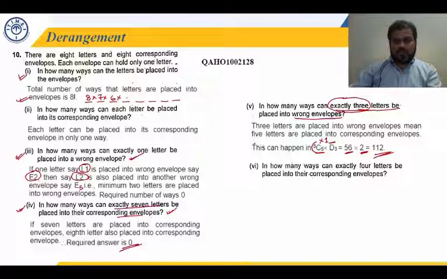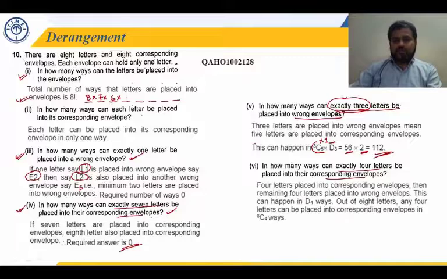Let's look at the sixth part. In how many ways can exactly 4 letters be placed into their corresponding envelopes? So we have to place exactly 4 letters into corresponding, meaning correct, envelopes. So 4 letters placed into correct envelopes, then the remaining 4 letters will be placed into wrong envelopes. So if only 4 letters are getting into correct envelopes, it means the remaining 4 letters will get into the wrong envelopes. The letters going into wrong envelopes can go in D4 ways. These 4 letters, each one of them going into wrong envelopes, can be done in D4 ways.